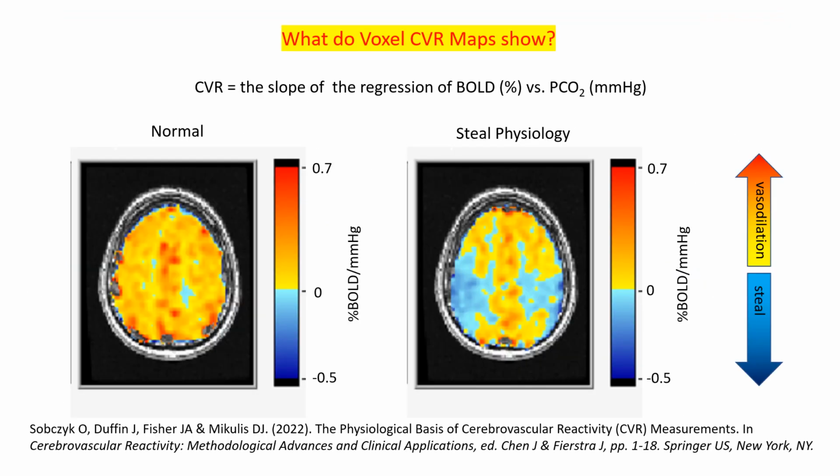Here are examples of axial brain slices showing maps of the distribution of color-coded CVR values. Positive CVR is yellow to red, and negative CVR is light blue to dark blue. On the left, a healthy individual, and on the right, an individual with cerebrovascular pathology, so that the CVR map shows regions of blue, where the CVR is negative and steal is occurring.